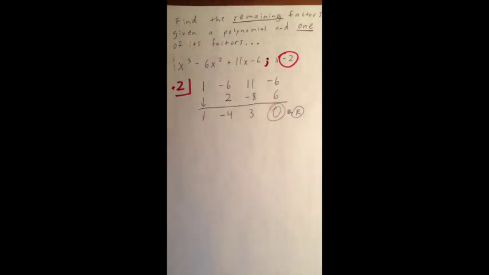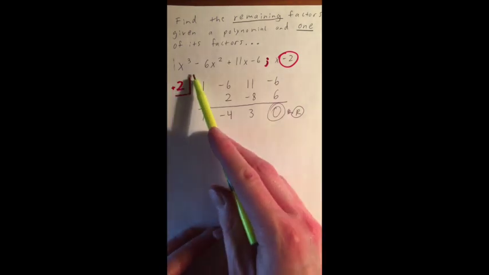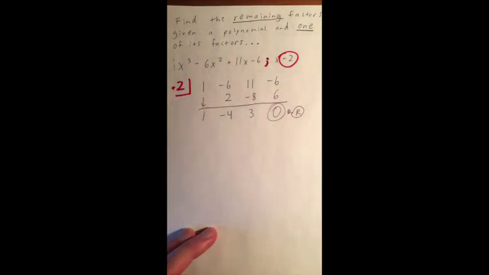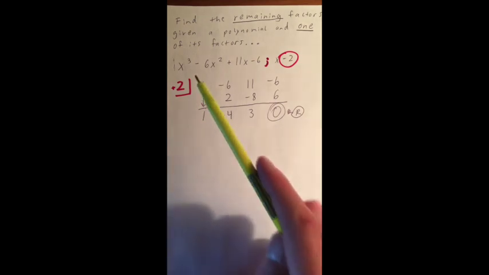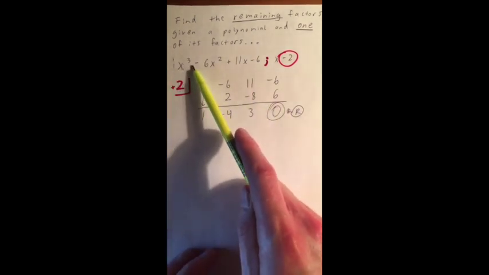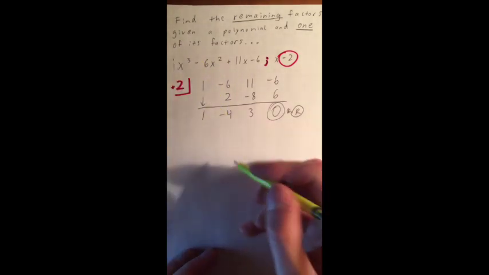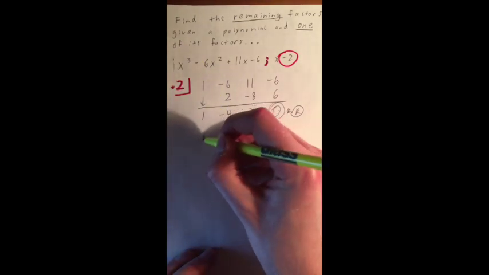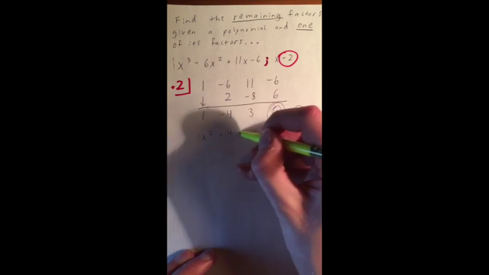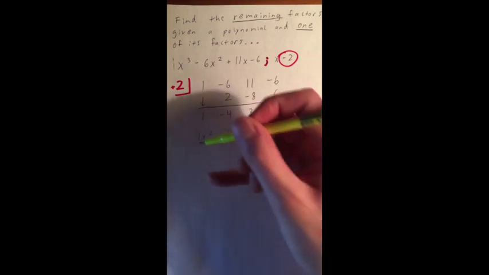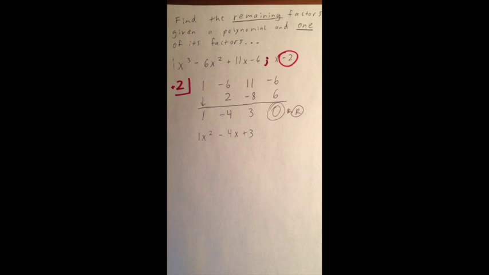So now let's see what we got. We had an x cubed to start with. We do synthetic, and remember, it drops our highest power down by 1. So our answer wouldn't have an x to the third, but one less than that, x squared. So think of it as 1x squared minus 4x plus 3. Now, if it told me to find all the zeros or all the roots, I would have to do the quadratic formula with this. But what does it ask us for? It says find the remaining factors of this thing.